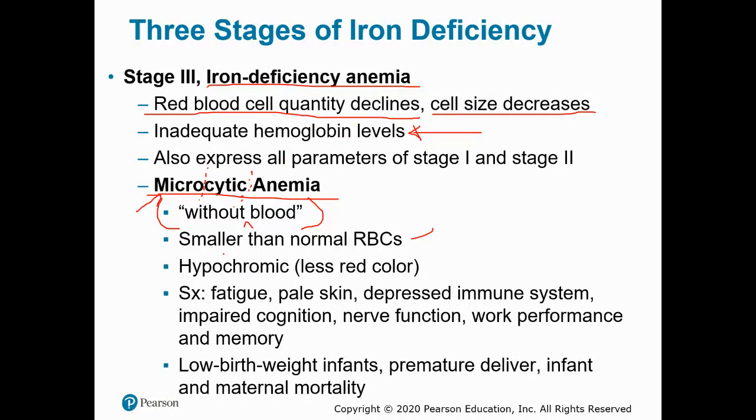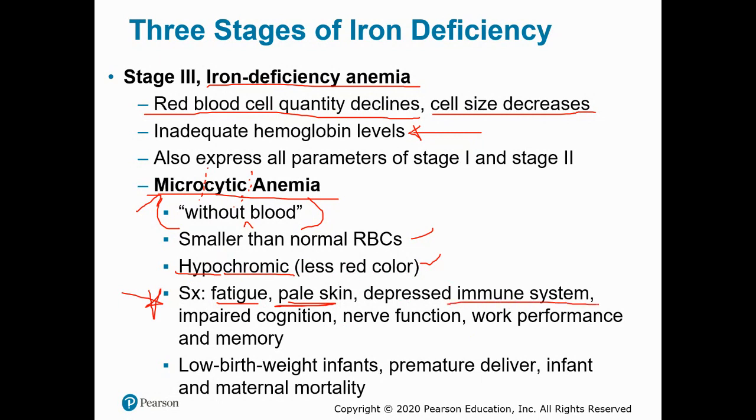Iron deficiency anemia can also be identified by the change in the color. So iron deficiency anemia also results in hypochromic red blood cells. So hypo also meaning lower, and chromic referring to the color. So there's a lesser red color to the red blood cells in iron deficiency anemia. So symptoms here would be, again, fatigue, like greatly reduced work capacity. You would also start to notice a paleness to the skin because of this hypochromic component.